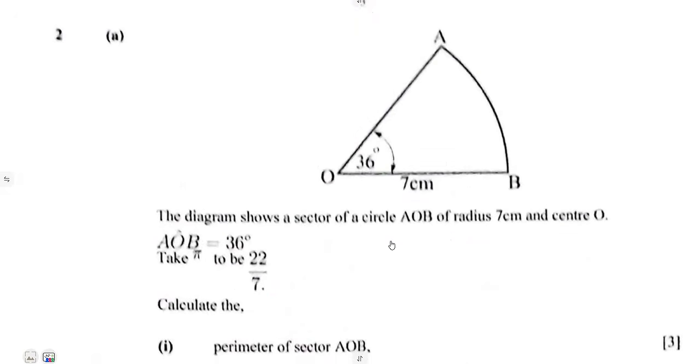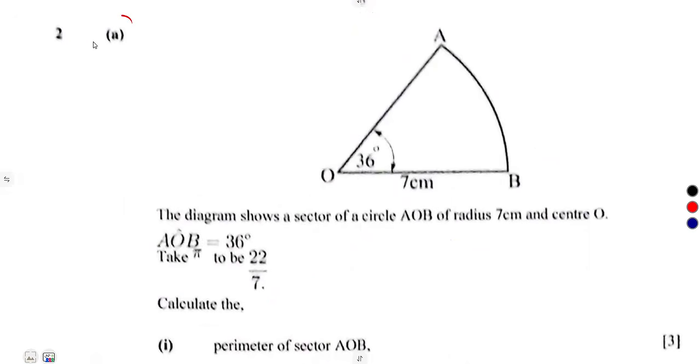Let's consider 2. All right, 2A. The diagram shows the sector, that's a sector here of a circle AOB. That's a piece of a circle. Radius 7 centimeters, center O, and the angle AOB 36. Take pi to be 22/7. Calculate item 1, the perimeter of the sector AOB, this sector here.